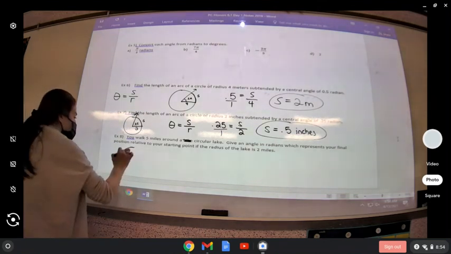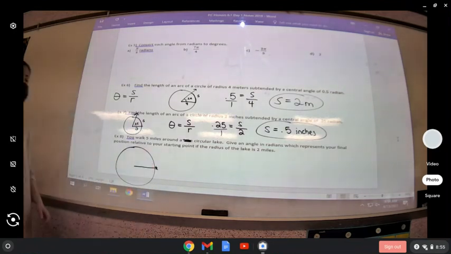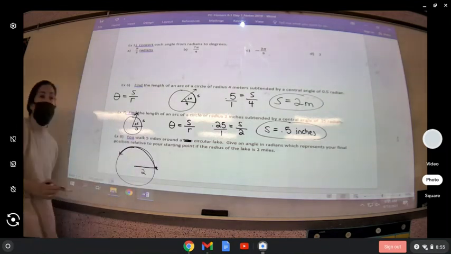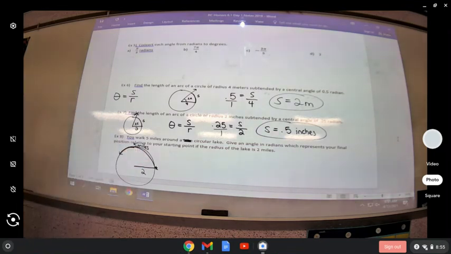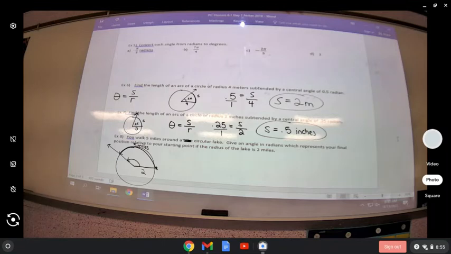So guys, you got a circular lake. Let's pretend that this is our starting position. The radius of the lake is 2 miles. You walked 5 miles around the lake. So let's just say 5 miles gets you to there. So the length of our arc, S, is 5 miles. They want to know what's the size of the angle in radians created by you walking 5 miles on a lake with a radius of 2.